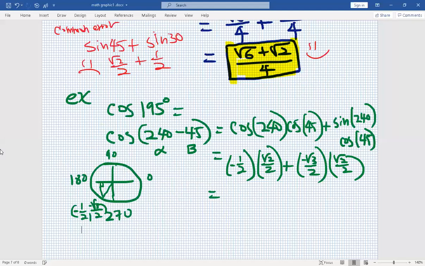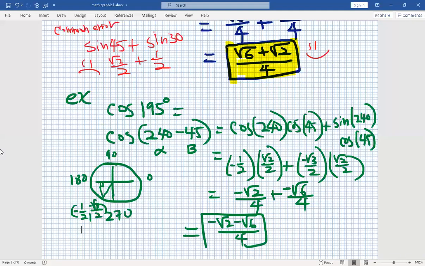Okay, so you're going to get negative radical 2/4 plus negative radical 6/4. Now you could leave your answer like this and it's not wrong, but the best answer is probably going to be negative radical 2 minus radical 6, divided by 4. That's going to be one of the answers. You can box that. Or you could distribute out the negative and put the negative here. The book likes to put it in the middle.